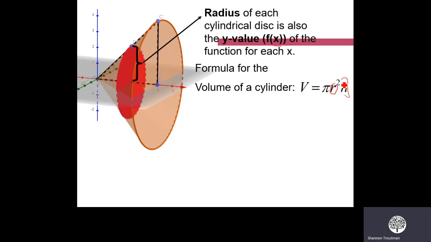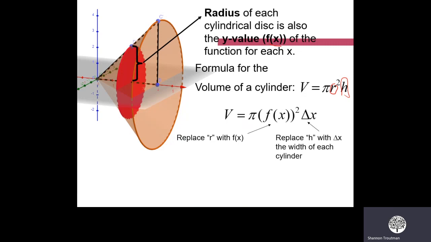And then the height of each cylinder is that tiny little sliver of a height, which if you remember when we did Riemann sums, we called the width of each interval delta x. So rewriting the volume formula, we still have our pi, then we have our function squared, and then we have our width, which we always refer to as delta x. So you remember as your number of cylinders or partitions approaches infinity, this becomes an integral.